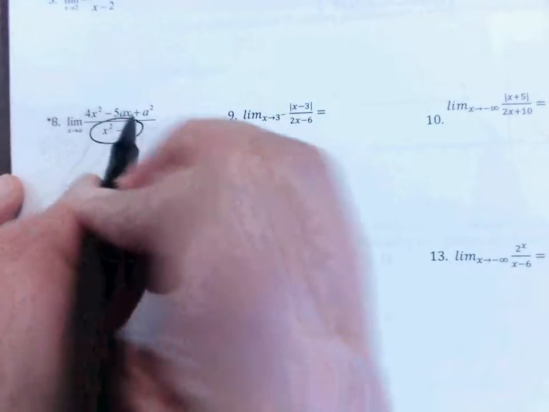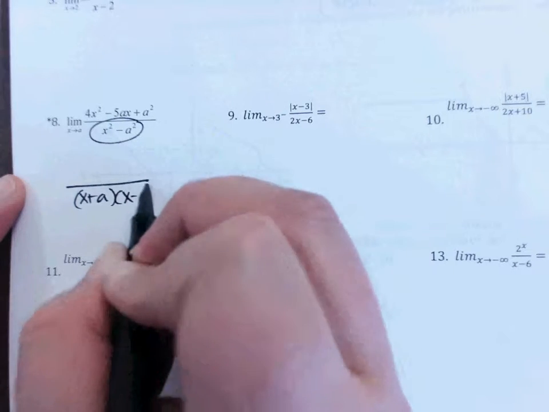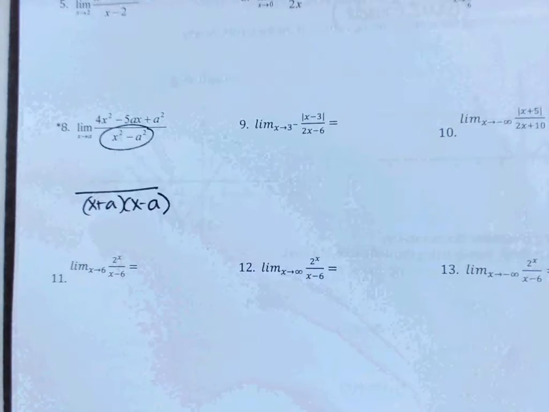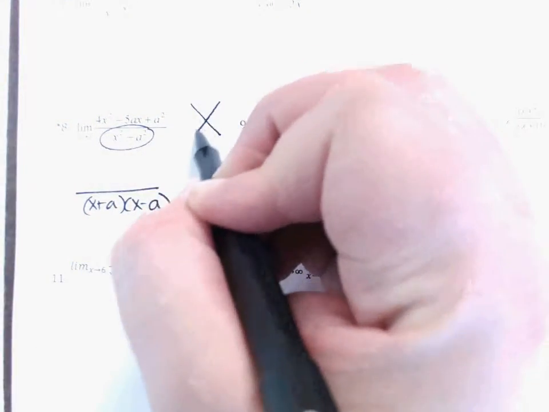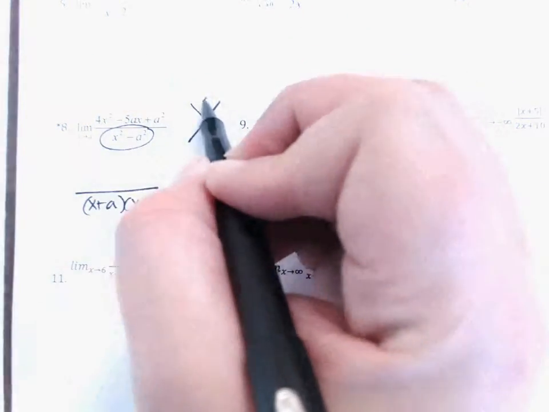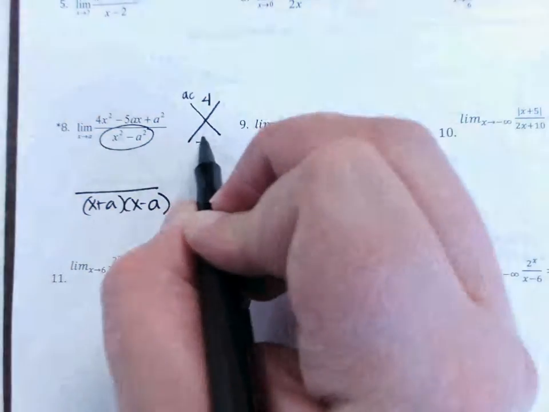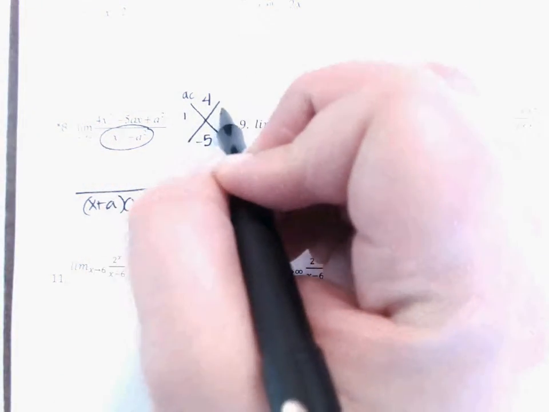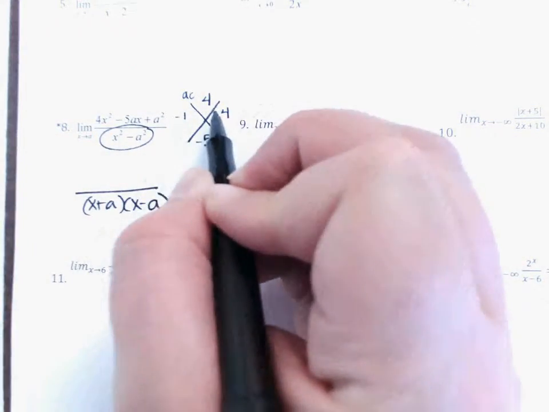Okay, this is a difference of squares. It's going to be x plus a and x minus a. On the top, you're going to factor that as per usual rules, but you're just going to put an a in the second term of each binomial. So this is what I mean. At the top, I have 4 times 1 is 4. That's my AC. On the bottom, I need a negative 5. What numbers could I pick? 1 and 4, but I need them to add to minus 5. So turn them both negative.